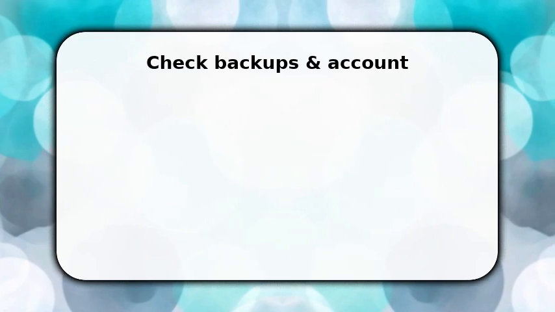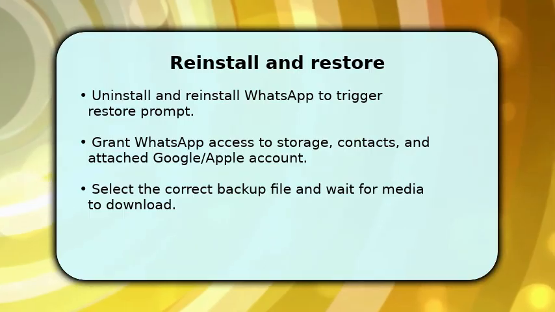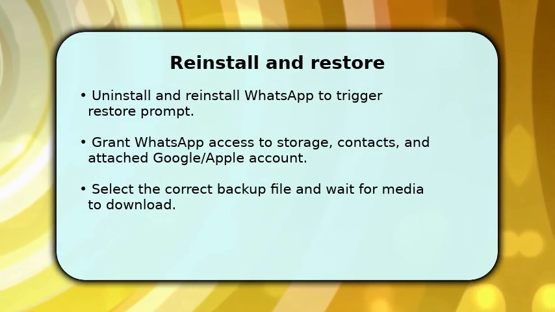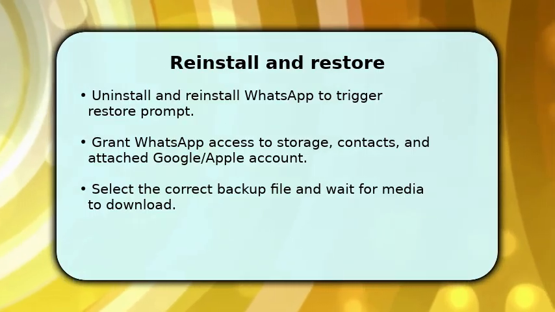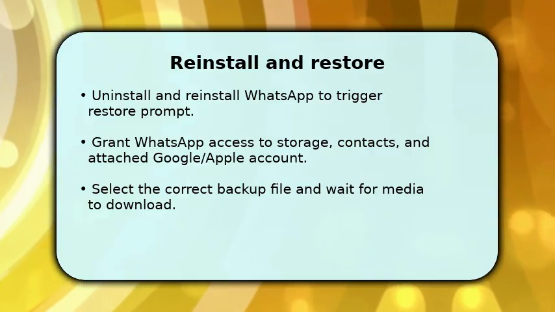Now reinstall WhatsApp to prompt the restore workflow. When you open it, verify the phone number you enter. This must match the backup. Grant storage and account permissions. Without them, the app cannot see your backup file. When the app detects a backup, choose the right file and tap Restore.